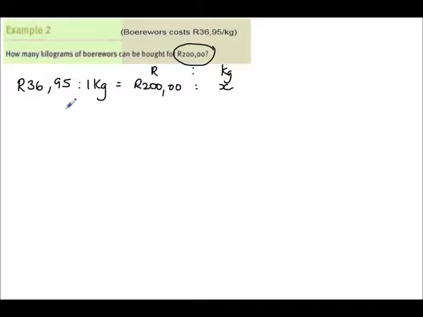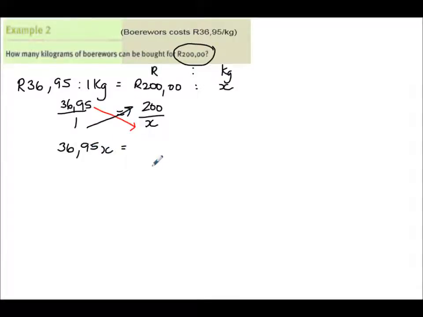Next thing I do, fraction form. So 36.95 over 1, and see I'm leaving the units out here, equals 200 over x. I go and look for the x and I cross multiply the x first. So x multiplied by 36.95, 36.95x equals 1 times 200, which is 200. I need to get x on its own, so I'm going to divide both sides by 36.95. That will cancel with that. What I do to the one side, I have to do to the other side.